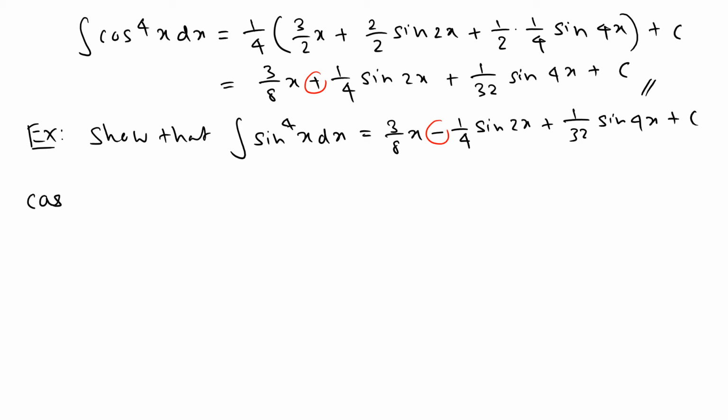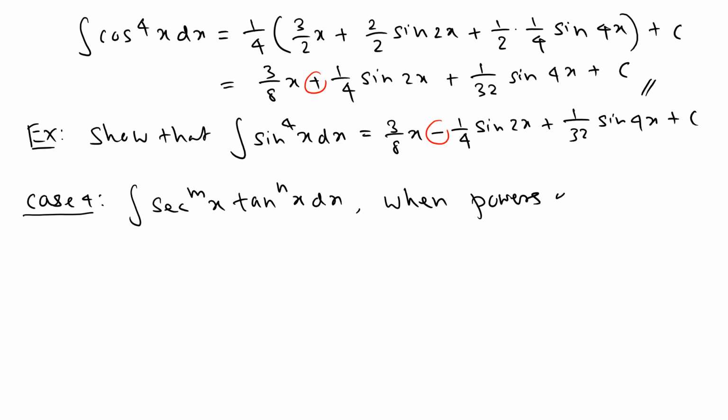So now we're going to go to the other type. In case 4, what are we going to do? We're going to look at secant and tangent. So we can do the integral of secant^m x tan^n x dx. The first one we're going to look at is when the power of secant is even. So the secant has an even power, so this m is an even number. Okay, m is even. So if m is even, what can we do?